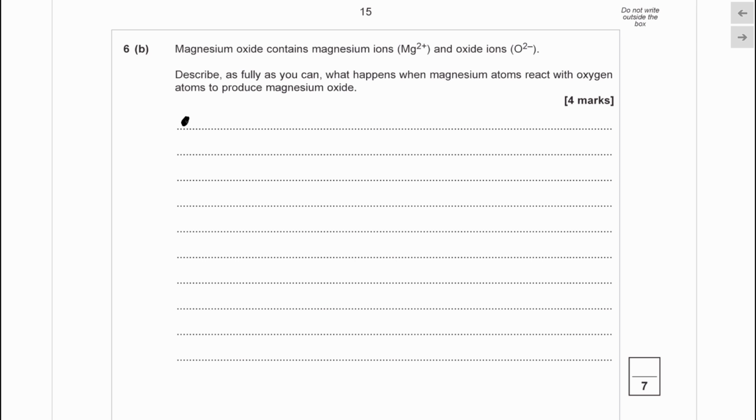So, let's think about magnesium first. I'm going to do this in separate colours. For magnesium, I'm going to use the red. So I'm going to say that magnesium, or just Mg atoms. Now magnesium is in group 2 of the periodic table. We know that because it forms 2+ ions, but that means that it has 2 electrons in its outer shell. It can lose those 2 electrons to create a full outer shell. So magnesium atoms lose 2 electrons.